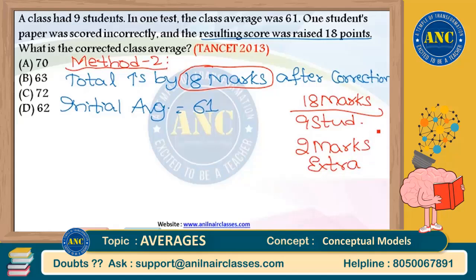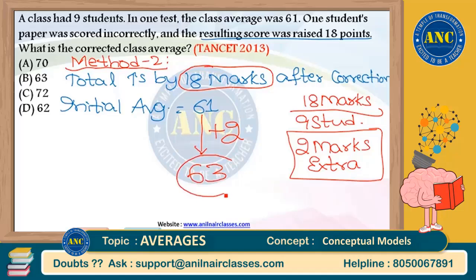Every student's marks increase by 2. If each student's marks increase by 2, average will also increase by 2. Earlier it was 61. Finally now it will become 63. How beautiful it is, sir. This is the concept that I taught you. This is exactly the concept.